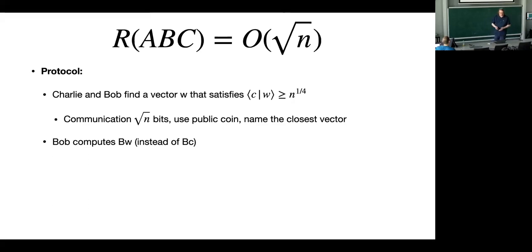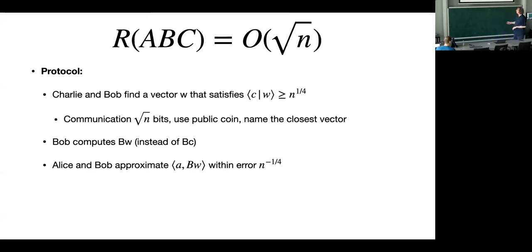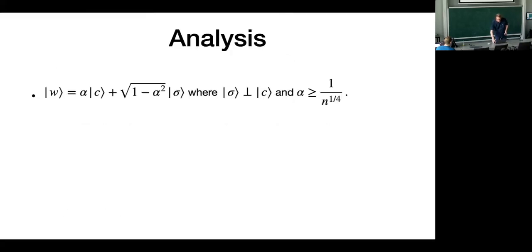And then Bob just uses this W instead of the actual C, and then Alice and Bob can run a standard known protocol for approximating inner products with an error n to the minus 1/4. You make it a little bit smaller than that. And if you plug all these things in, then this second step also costs square root n. And I skip the analysis, which is pretty easy.